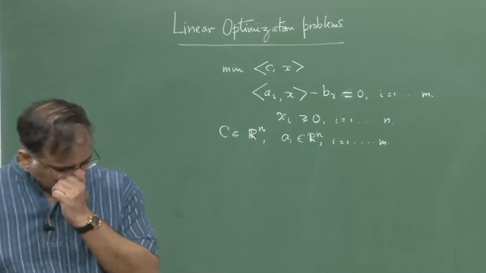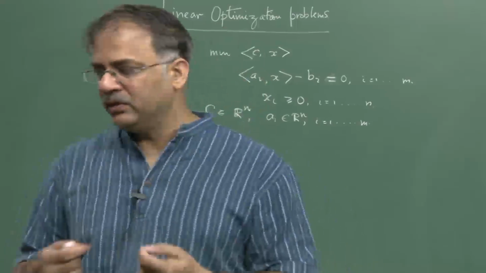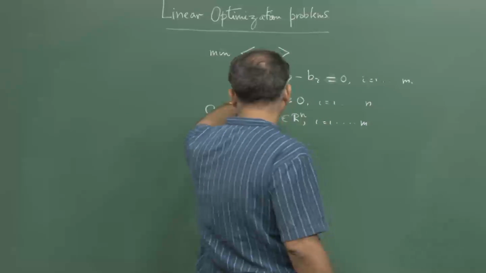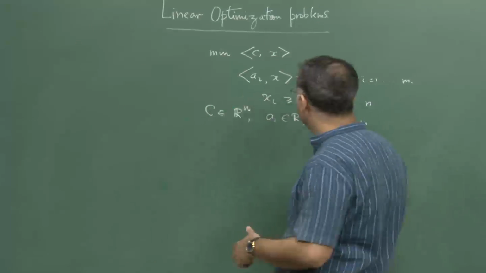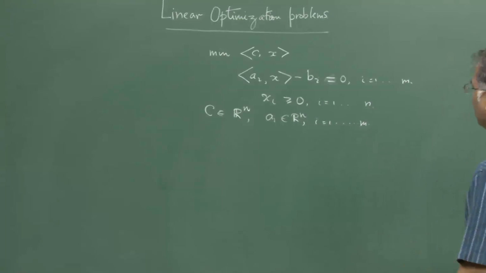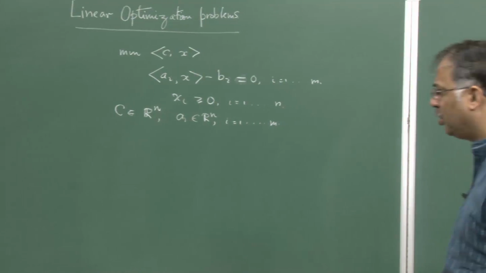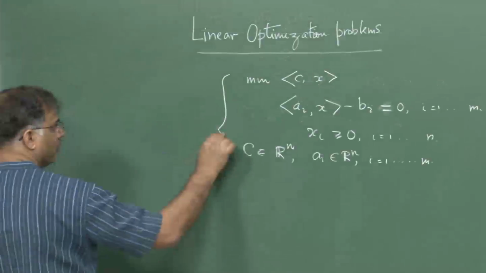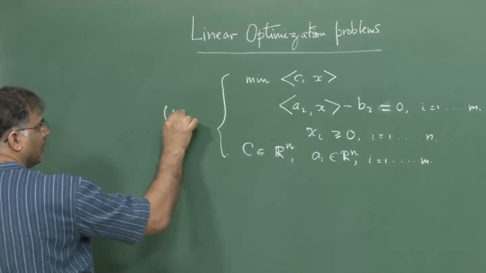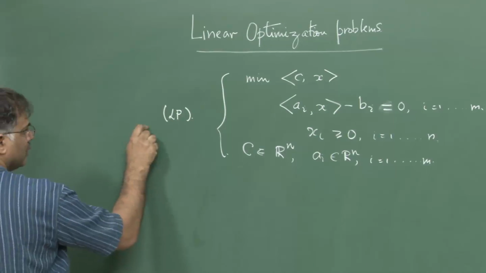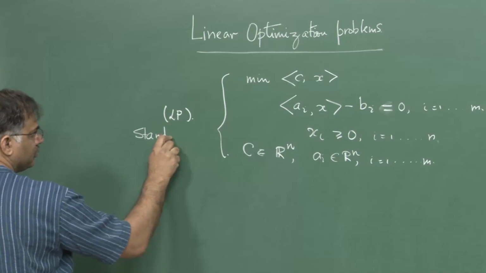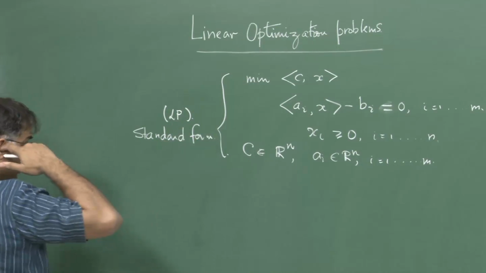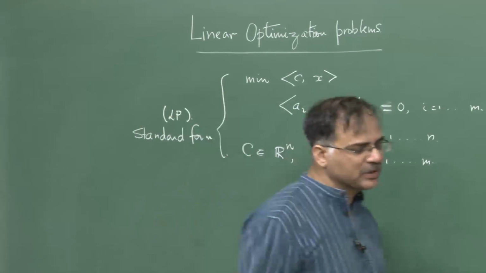Now, if I consider a matrix whose rows are these vectors ai, then I can write down this linear optimization problem in a more compact form, and this is what is called the linear optimization problem in the standard form. So, I will call it LP, and this is the standard form, and this is the form that is used to actually start solving it by using the so-called simplex method or any other method.